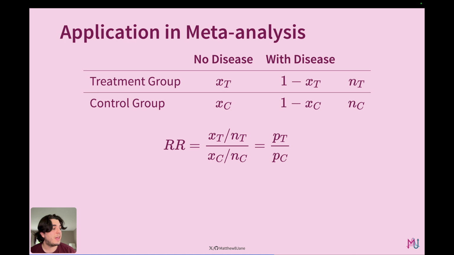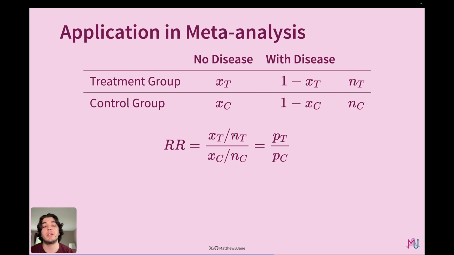So let's take an example for meta-analysis. Let's say we have some drug that treats some disease, and we want to test its effectiveness. Now, we allocate individuals into a treatment group and a control group. And then we want to see, after administering this drug, how many people do not have the disease anymore, and how many people do.